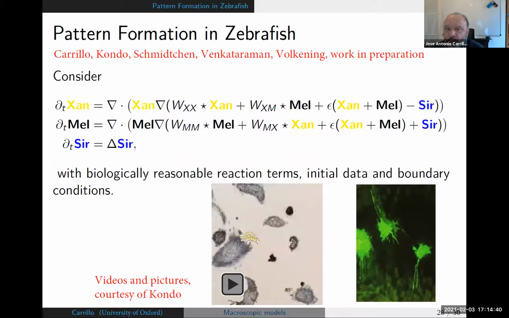So in that case, we started with a very simple model, again of the same type, in which we introduce the total population pressure, the interactions between the xanthophores and the melanophores, which are known to be the ones that mainly trigger the formation of the patterns, and the iridophores, which are known to control the growth of the fish and how they diffuse in the skin of the zebrafish. So we did a very simple model based on these three populations, and we started with that.